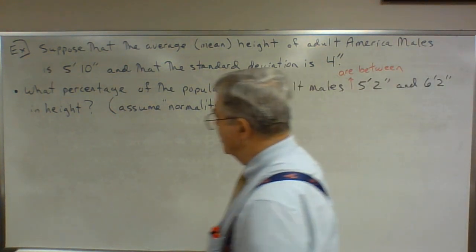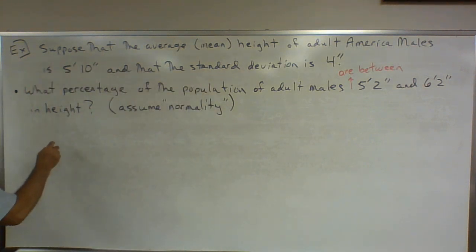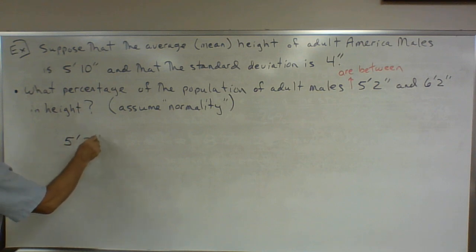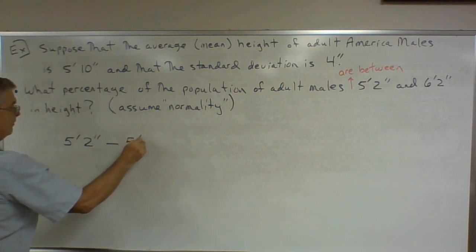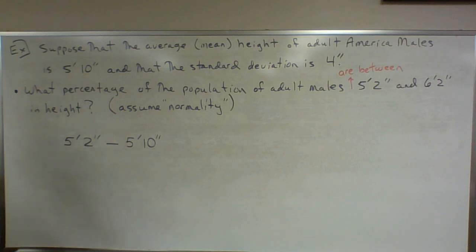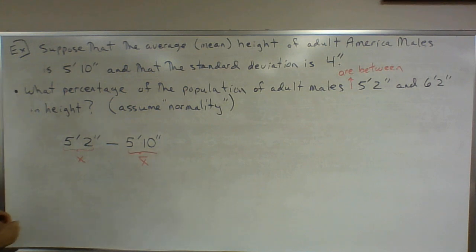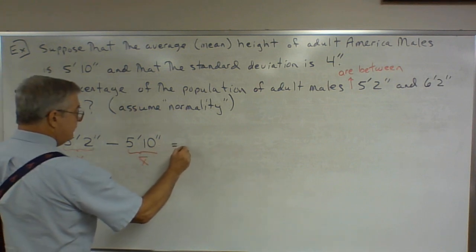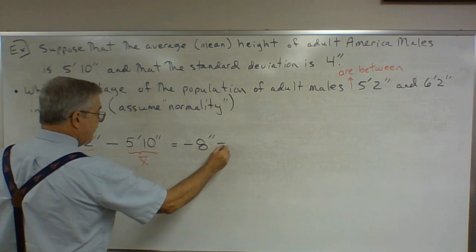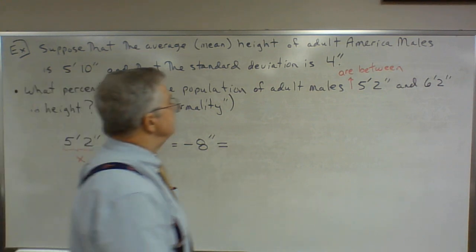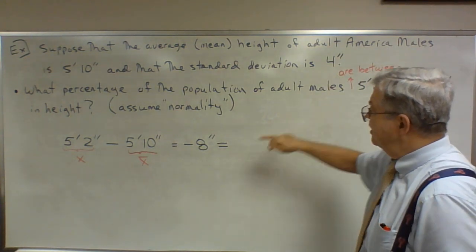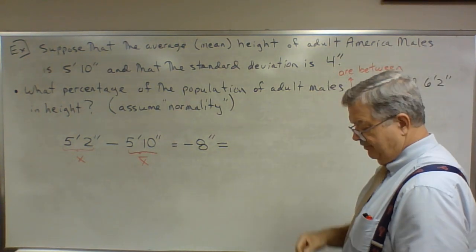And when we did that before, we took our x value and subtracted the mean. So here's x, and we're subtracting the mean, x bar. And that's going to give us -8 inches. And in terms of the standard deviation 4 inches, this is -2 times 4 inches.